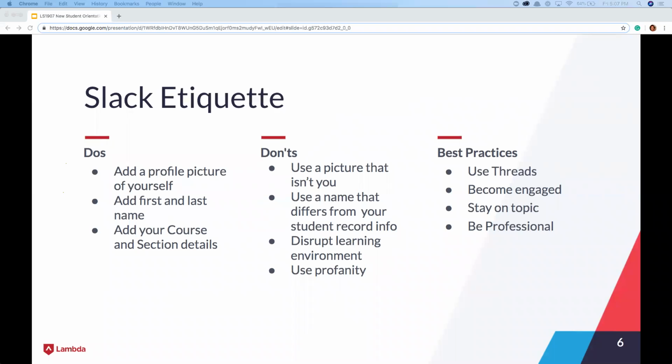Any don'ts, don't use a picture that's not you. We wanna know who we're talking to. Don't use a name that's not yours. And don't disrupt the learning environment, and don't use profanity. We really wanna keep the Lambda culture here as positive as possible and respectful for everyone, okay? So some best practices are to be sure to use the threads, become engaged, really go in those Slack channels and talk away, stay on topic, and be professional. Pretty simple, right? I think so.